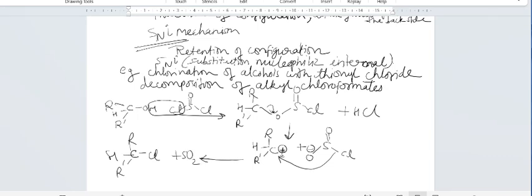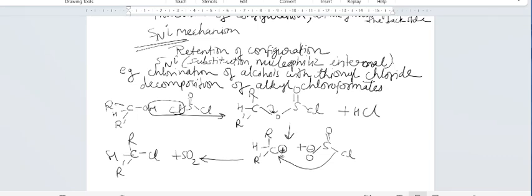So, in the SNi mechanism, one part of the leaving group must be able to attack the substrate. This part of the leaving group, which is Cl, should be able to attack the substrate. While it is getting detached from the rest of the leaving group, it will be able to attack the electron deficient site here. The first step in SNi is the same as the very first step of the SN1 mechanism, that is, the dissociation into the ion pair.